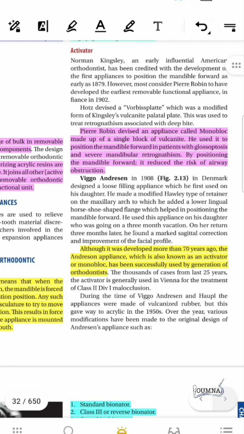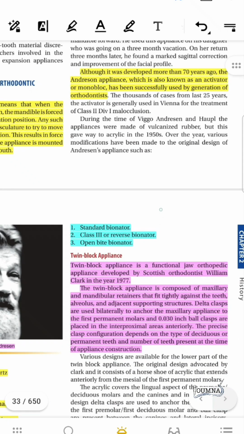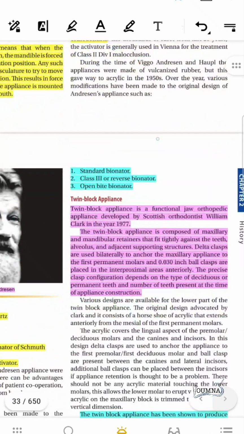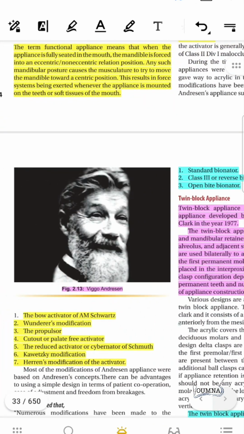used it on his daughter when she was on vacation for 3 months, and observed so much sagittal correction and improvement in the facial profile. So it is used to position the mandible forward in patients with glossoptosis and severe mandibular retrognathism. By positioning the mandible forward, it reduces the risk of airway obstruction. So it acts on the growth of the mandible, whether to retract or protrude it.